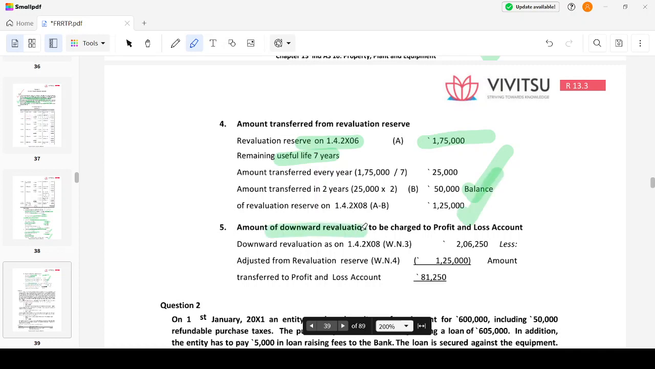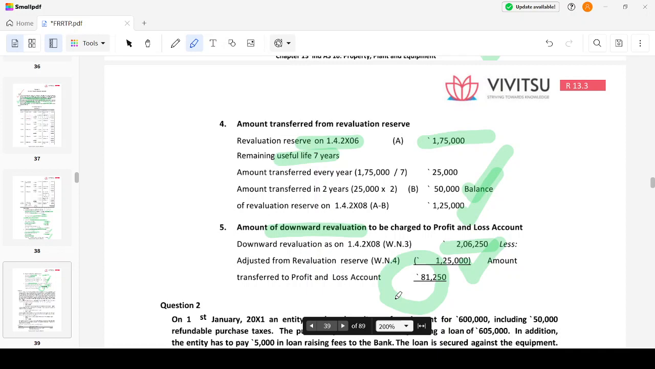Now the downward revaluation amount is 2,06,250, and to the extent I have revaluation surplus, it will first be adjusted against the revaluation surplus before I charge it to profit and loss account, right? So first I adjust against the revaluation surplus of 1,25,000, and the balance of 81,250 will be transferred to profit and loss account.